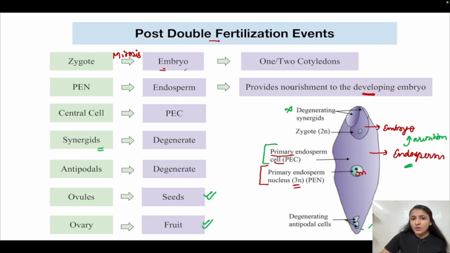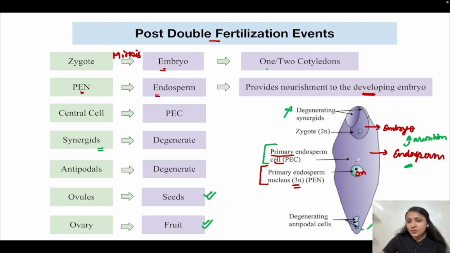Now this embryo which is formed can either have one or two cotyledons, depending upon whether it is a monocot plant or a dicot plant. Now we talked about the formation of endosperm from the primary endosperm nucleus. So how is the endosperm formed?